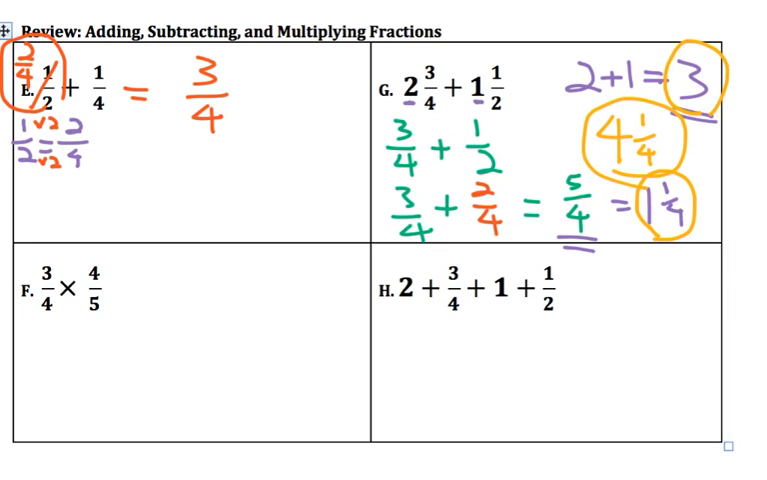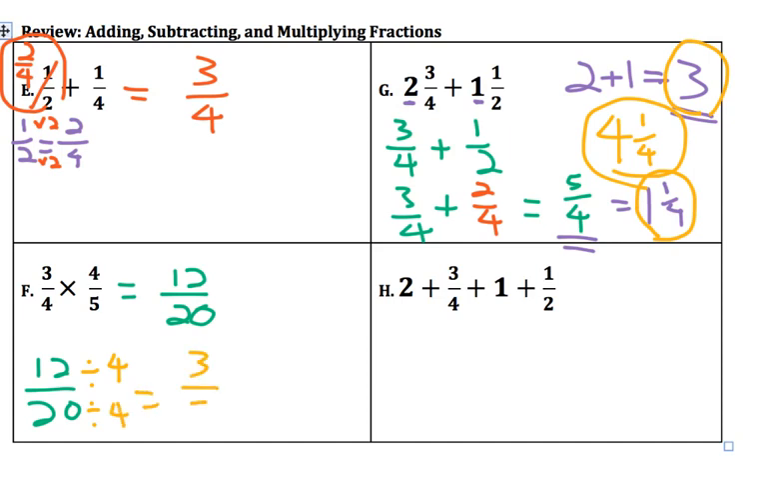F says 3/4 times 4/5, and that one's really simple. I'm just multiplying across. So 3 times 4 is 12, 4 times 5 is 20, and then you really should try and simplify fractions if they're not in their simplest form. And I noticed that 12 and 20 both have a factor of 4, so that means that this fraction is equivalent to 3/5. But both of these are the correct answer.